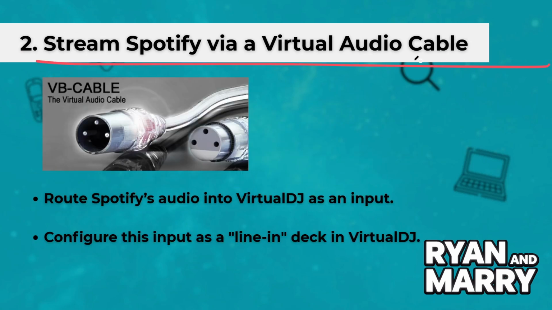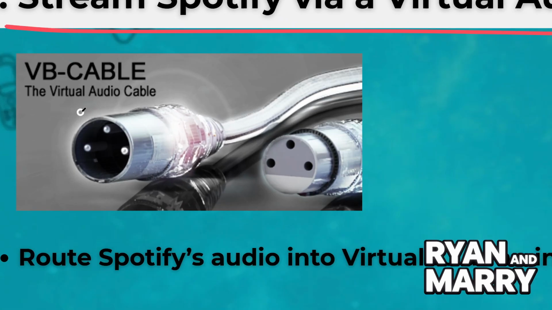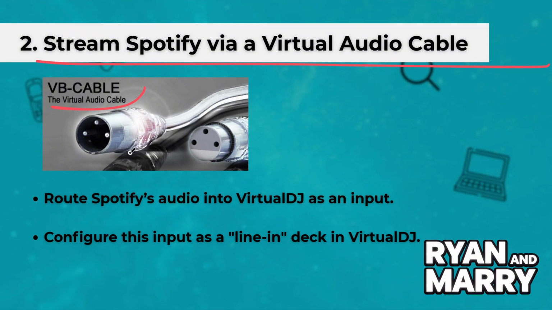2. Stream Spotify via virtual audio cable. Use a virtual audio cable like VB-Audio Cable or Soundflower. Route Spotify's audio into Virtual DJ as an input. Configure this input as a line-in deck in Virtual DJ. This method works best for live streaming, but doesn't give track separation or BPM detection.